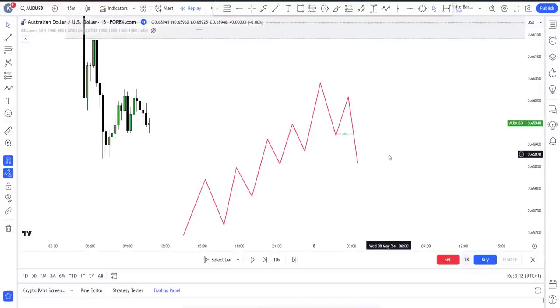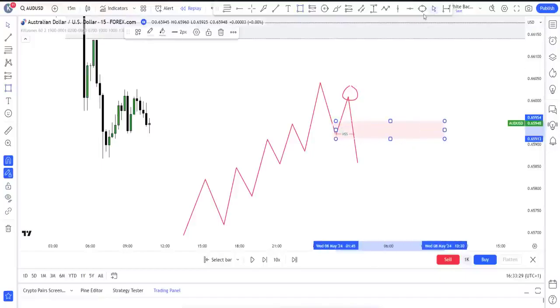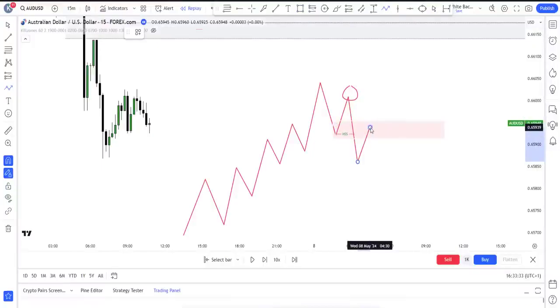Where is the mitigation block? The mitigation block is basically the last bearish candle, or the last sell candle, that price printed right here before doing the second push that created the failure swing. So if I put my demarcation here and say, okay, if price is coming back right here, this is going to serve as a resistance area, or what we call a bearish mitigation block.